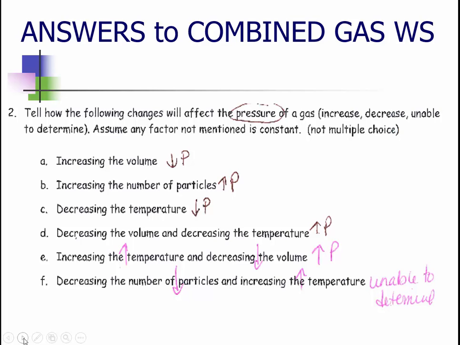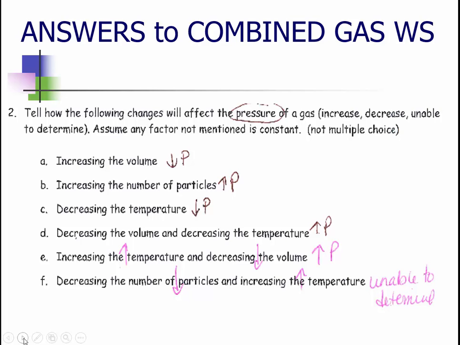For number 2, we're seeing how pressure is affected. If you increase the volume, we should have a decrease in pressure. That is Boyle's law. If you increase the number of particles, now think about the tire that we've been talking about in the wintertime, how we should always add air. If you have less pressure, we add air to it. Therefore, that's going to add more particles to it, which is going to increase pressure. If we decrease the temperature, the pressure should decrease, Gay-Lussac's law. And if you decrease the volume and decrease the temperature, we should have an increase in pressure.